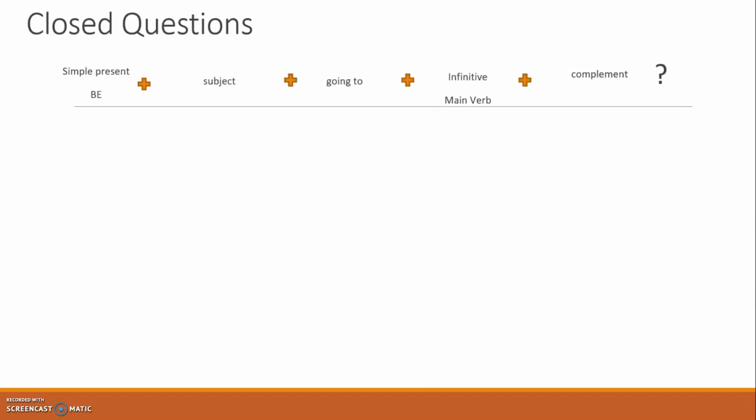Closed questions are the ones that start with the auxiliary verb, in this case be. Remember that when we ask questions, we switch the order of the auxiliary verb and the subject. For example, are you going to go to the beach? If this is a conversation, we have to say yes, I am, or no, I'm not.